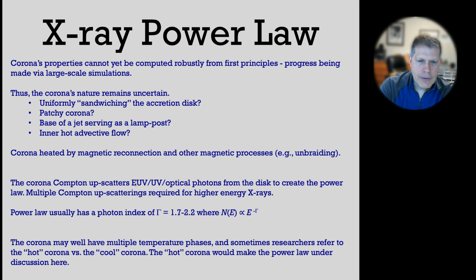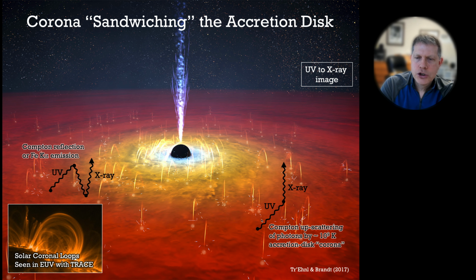Specifically, you have ultraviolet, extreme ultraviolet, and optical photons coming from the accretion disk. That's the typical thermal temperature of the disk. And those photons may then be Compton upscattered in the corona. And in fact, that's what I'm showing here with this little schematic.